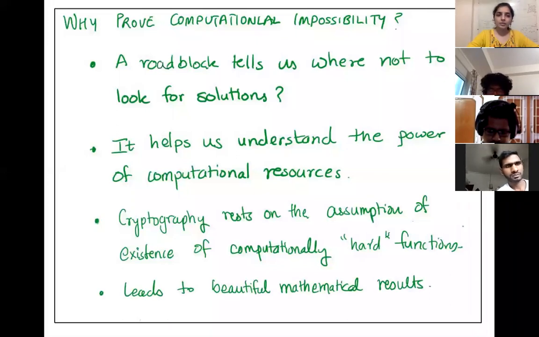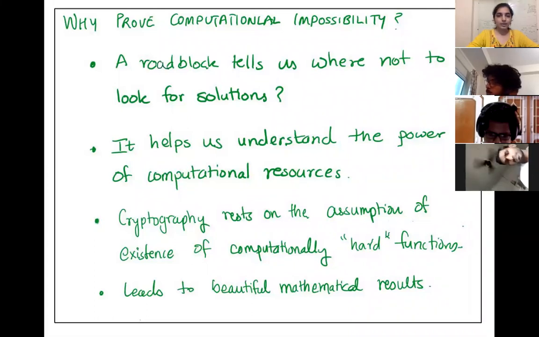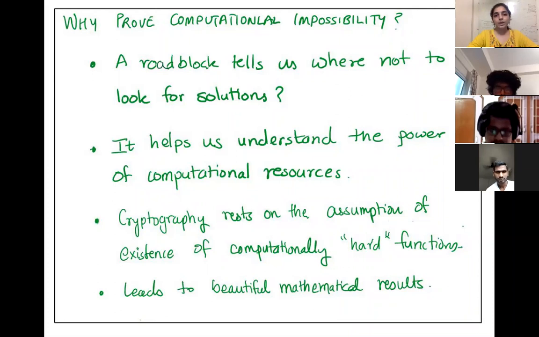And one other slightly aesthetic reason, or maybe very selfish reason for mathematicians, is that it leads to beautiful mathematics. So time and again, when people have managed to prove such results, they have discovered some really beautiful mathematics along the way. So this was a kind of pitch from my side for why one would want to prove impossibility results. And hopefully many of you are with me so far.